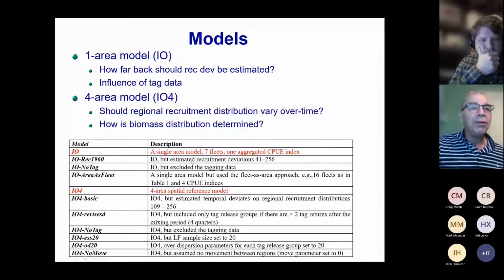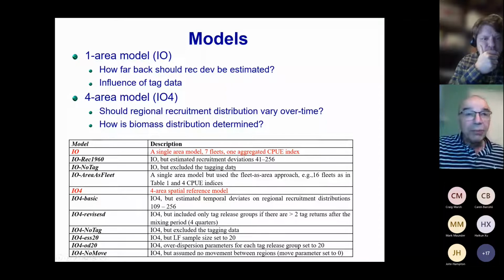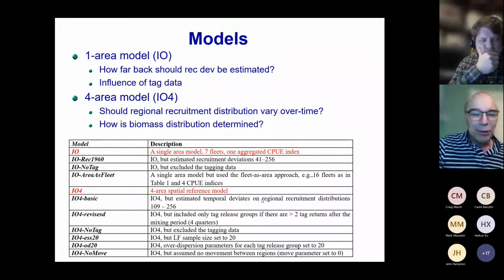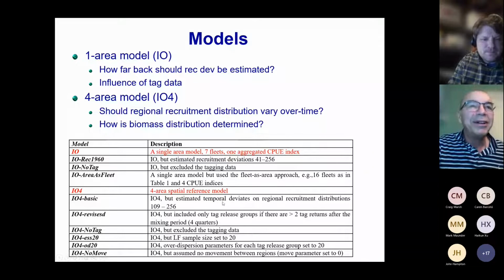So we have a number of area configurations that we developed here. And the main model we ended up with is the IO model in red, the single area model, 7 fleets, 1 CPUE index, and then the 4-area spatial model. And I will have to turn it over to Dan if we're going to try to look into any of the details of these when we get into discussion later on.